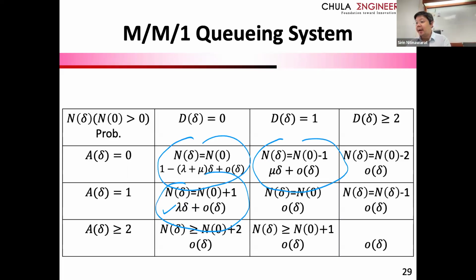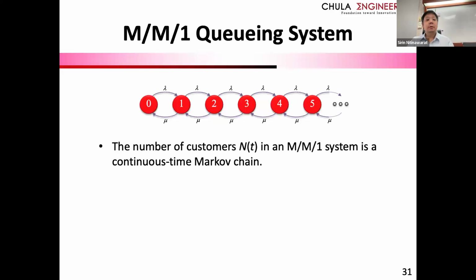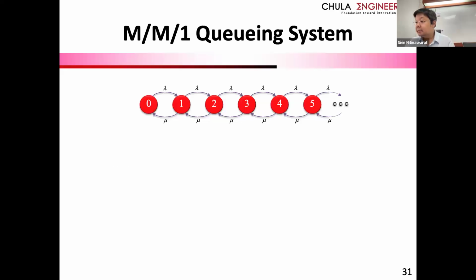Where am I transitioning from N0 to N0 plus 1, right? And that happened with rate lambda. What about this one? I'm transitioning from the current state to the current state less 1, right? That happens with rate mu, right? How do I represent that in the state transition diagram? That is for all non-zero states, right?